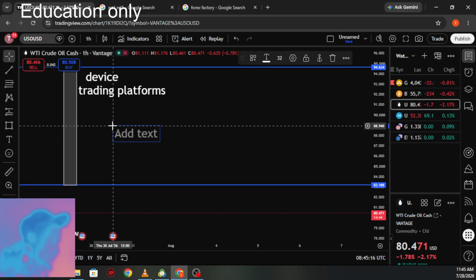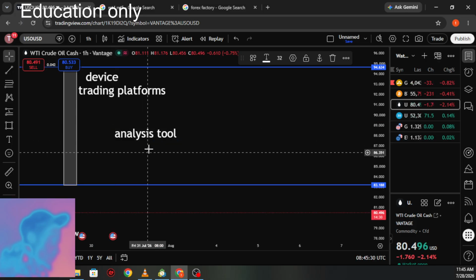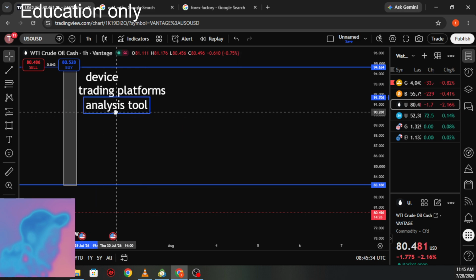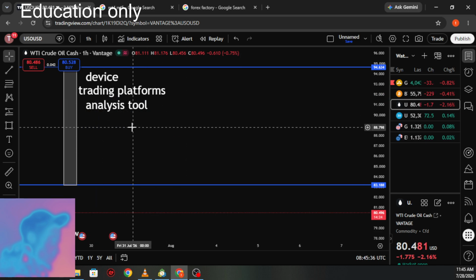The third one is going to be analysis tools, or analyzing tools. That's another thing. Are we together up to that point? These are the most important things you need as a trader. And then the final one is yourself. Yeah, I know you didn't see that coming. So the final one is yourself.